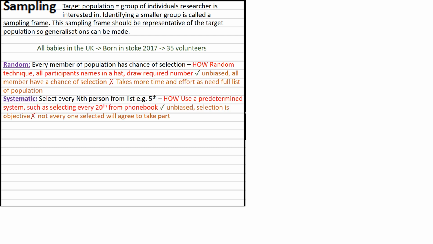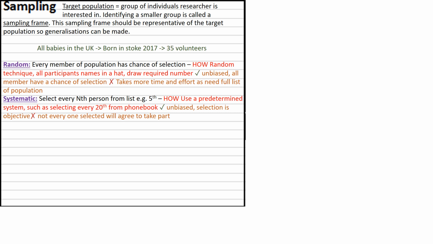Okay, another option is a systematic sample. This is where we have a list. We might have a register, or a phone book, or some sort of document which lists individuals. Then we use a predetermined system before we start taking participants, and we say we'll choose every 5th person, or every 20th person, or every 40th person. You'd go through, say, the phone book, and pick each of those individuals to contact to take part in the study.